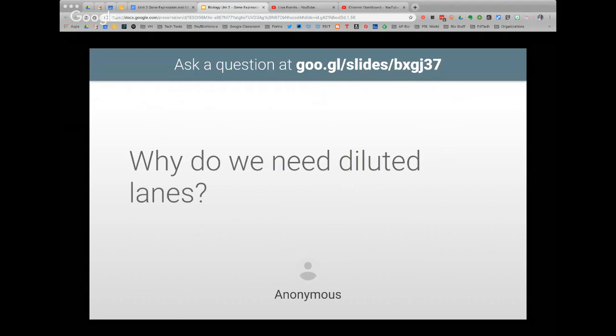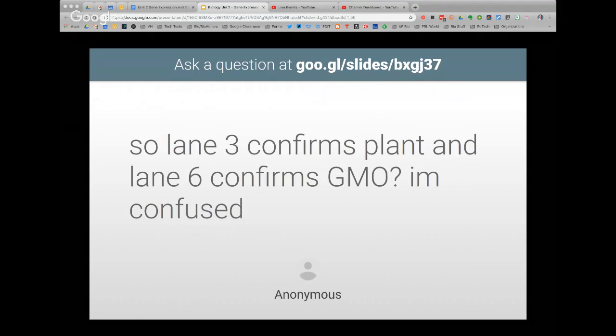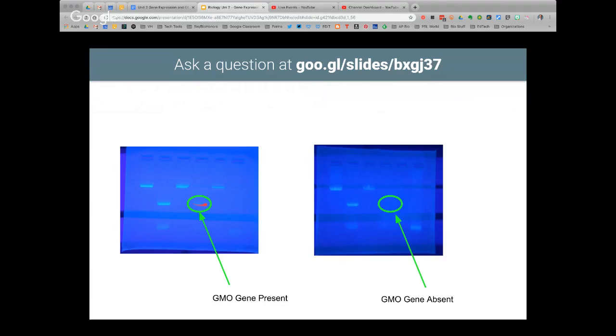Okay, so lane 3 confirms it's a plant and lane 6 confirms it's a GMO. It's not lane 6 that confirms it's a GMO. It's any lane that has a gene that matches up to lane 2 in this case, that has the GMO gene. Again, I wish I would have labeled it. So imagine there's a label right here that says plant control, GMO control. So any lane, it could be 4, it could be 6, depending on if the dilution was necessary. Any lane that has a band that matches up with a GMO gene tells you it's a GMO plant.